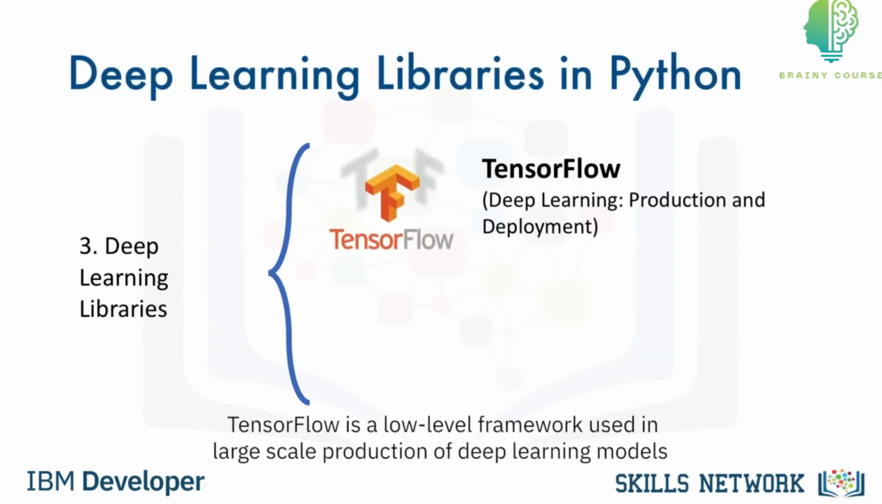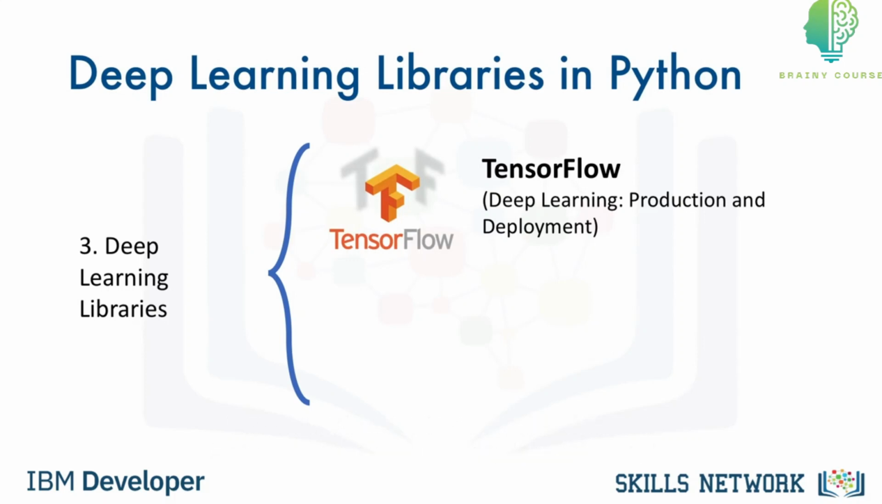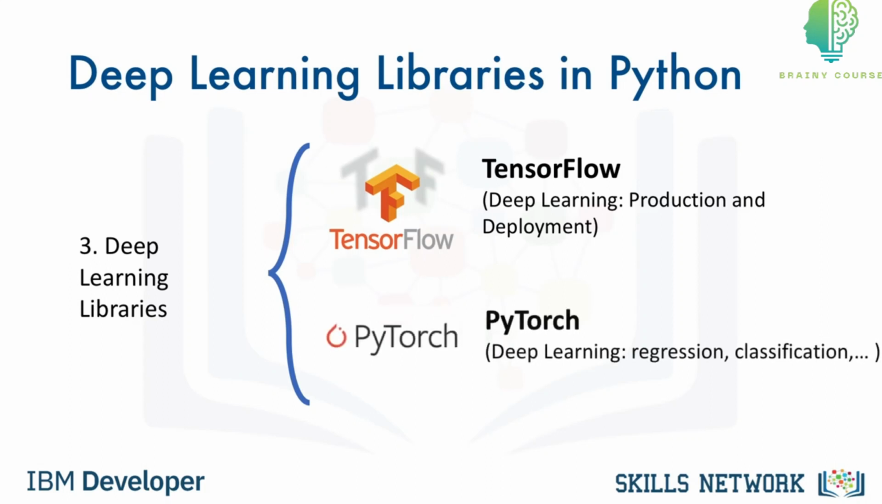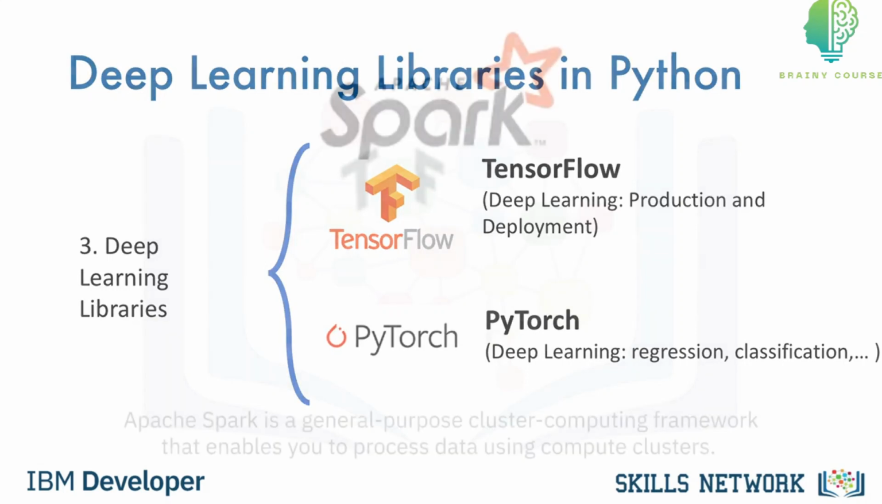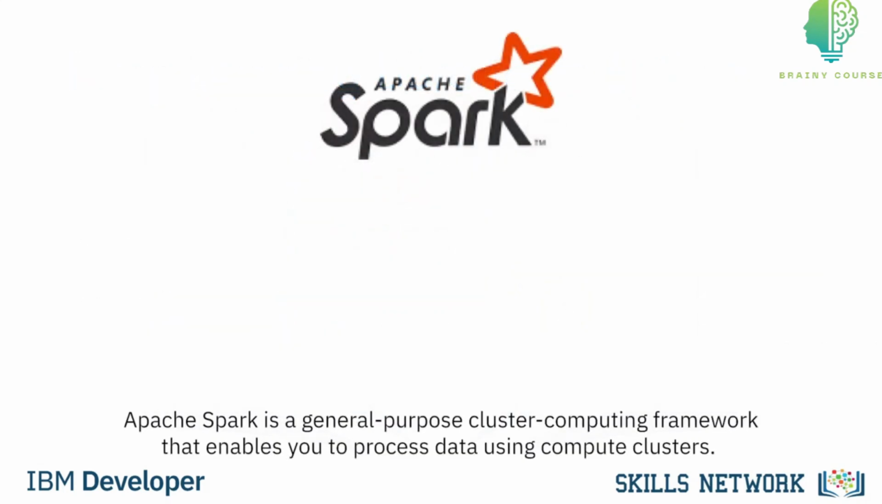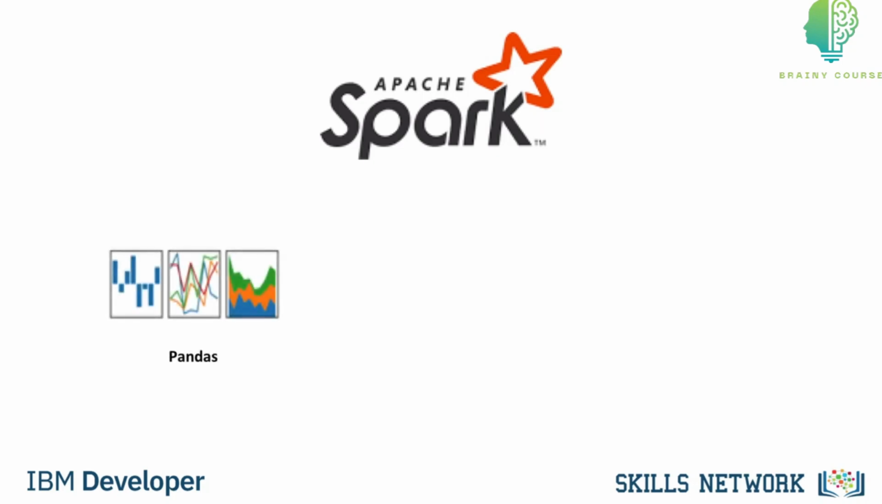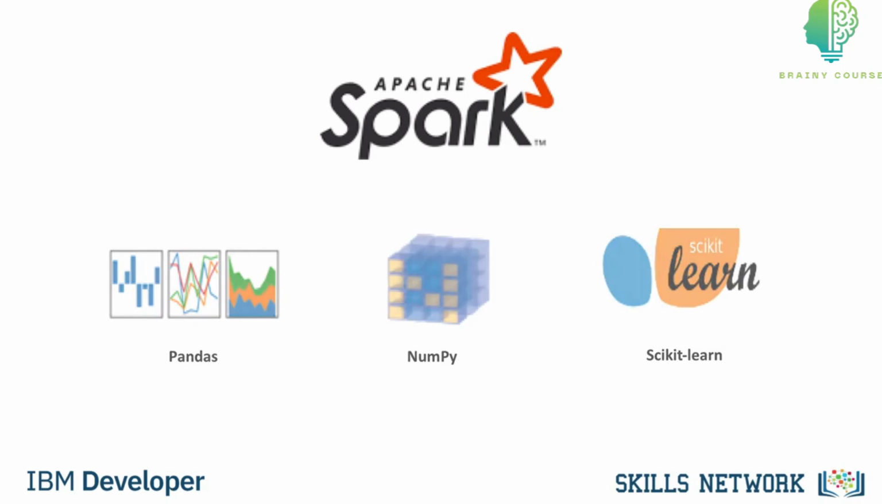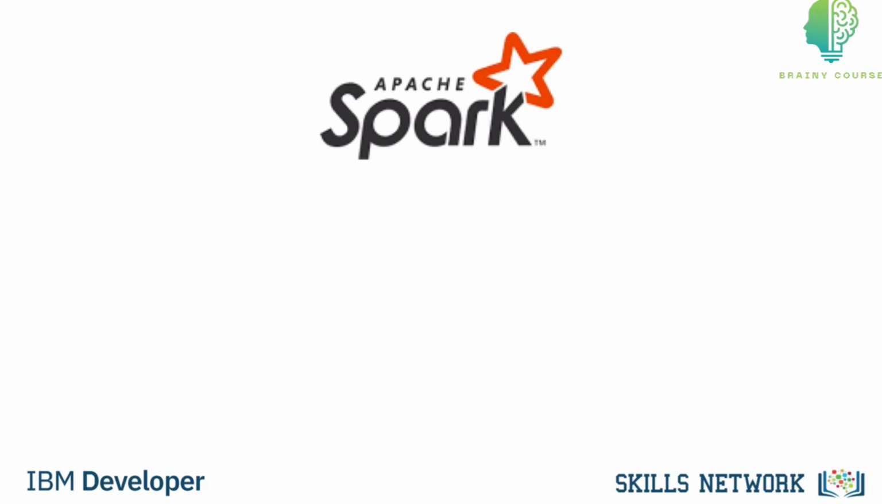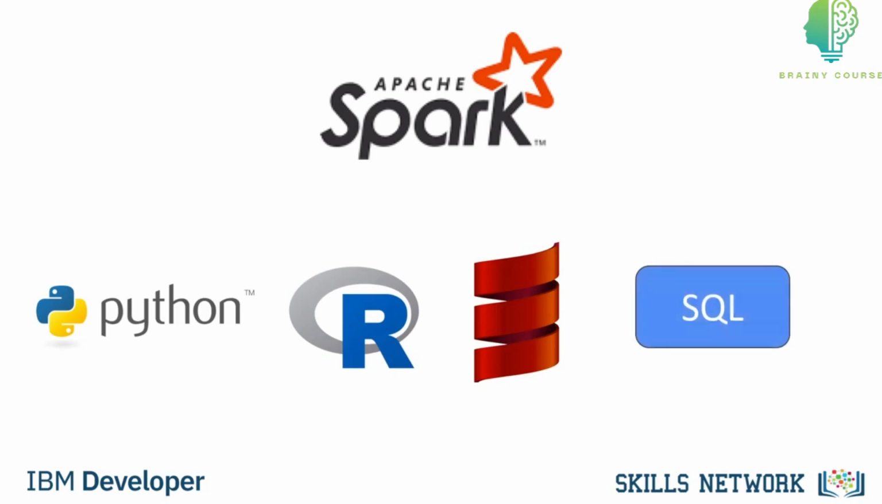TensorFlow is a low-level framework used in large-scale production of deep learning models. It's designed for production but can be unwieldy for experimentation. PyTorch is used for experimentation, making it simple for researchers to test their ideas. Apache Spark is a general-purpose cluster computing framework that enables you to process data using compute clusters. This means that you process data in parallel, using multiple computers simultaneously. The Spark library has similar functionality as Pandas, NumPy, and scikit-learn. Apache Spark data processing jobs can use Python, R, Scala, or SQL.